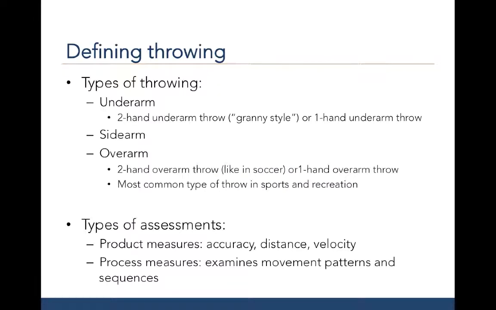There are several different types of throwing patterns. Underarm throwing includes two-hand throwing, in which the wind-up is between the legs. Sometimes this is called a granny-style throw or shot. This also includes one-hand underarm throws. This could include rolling, like in bowling, or a softball-style pitch.